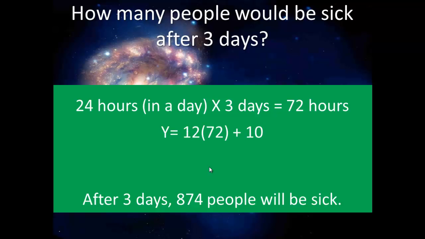So if we plug that in for our x, since x represents hours, we would get y equals 874. So after 3 days, 874 people will be sick because, as you can see in the work shown, when we plug in numbers, we get y equals 12 times 72, which is the number of hours in 3 days, plus 10. So then y equals 864 plus 10. And when you add those two up, you get y equals 874. And y represents people, so that's the amount of people that will be sick after 3 days.